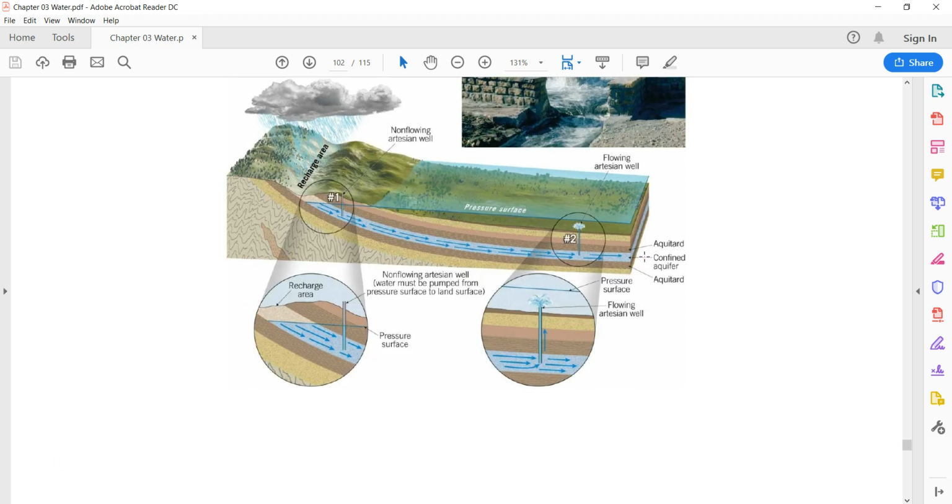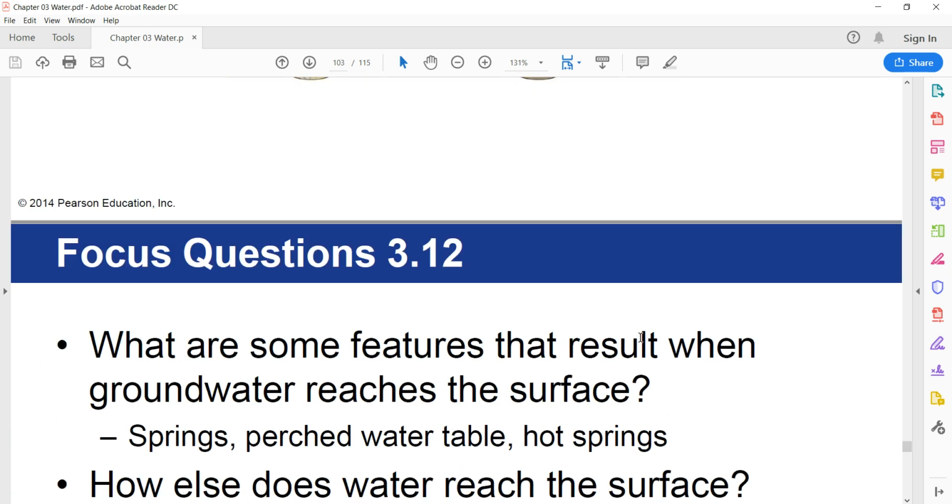A couple of terms here. This is called a confined aquifer because it is confined on top and bottom, both sides. These top and bottom impermeable layers are called aquitards, and then this pressure surface is the pressure line which goes parallel to the ground surface, but its peak is at the recharge area where the water is recharged into the aquifer system.